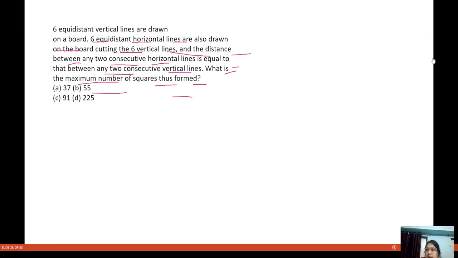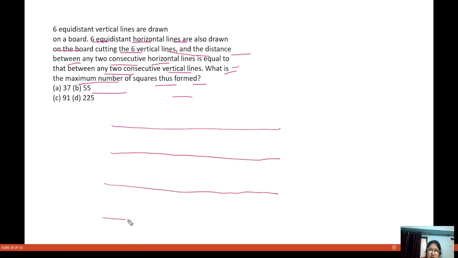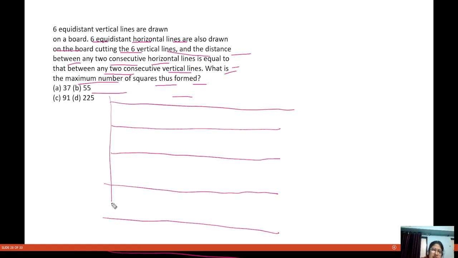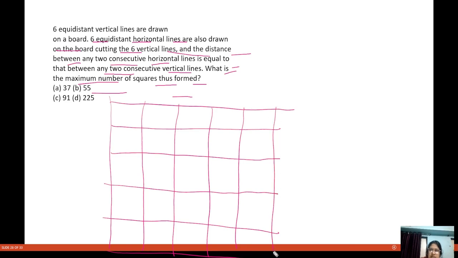So basically what they are saying, you are having six vertical lines. Okay, one, two, we are just visualizing this. We will obviously calculate three, four, five, and this is six. Okay, and then we have six equidistant horizontal lines. One, two, three, four, five, and this is 6. We have 6 equidistant lines as well.